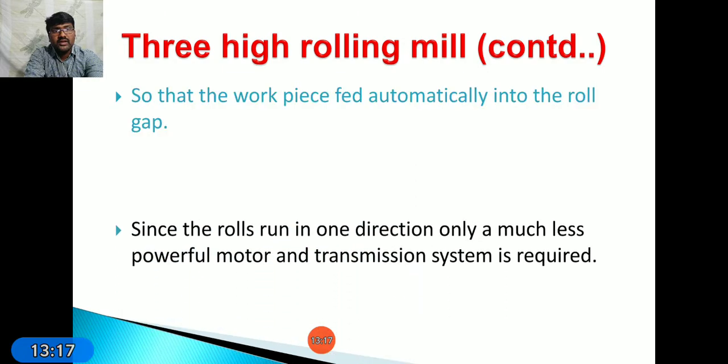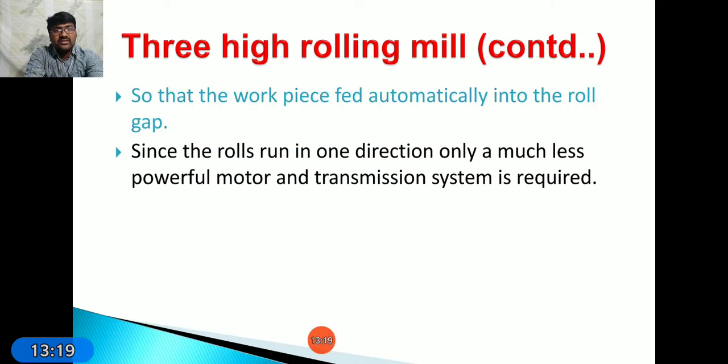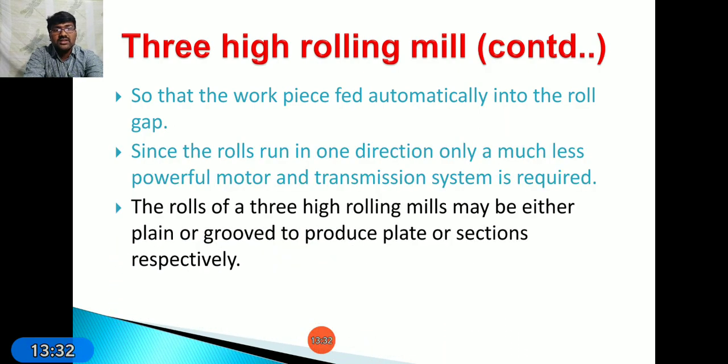Next, since the rolls run in one direction only, a much lower power motor transmission system is required to run the three high rolling mill, as compared to the two high rolling mill. Next, the rolls of three high rolling mills may be either plain or grooved to produce plate or section respectively.